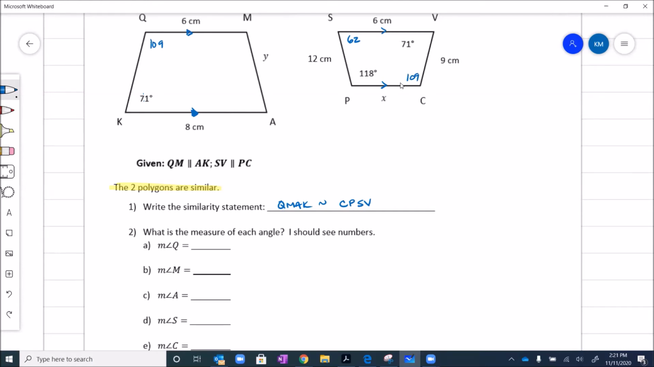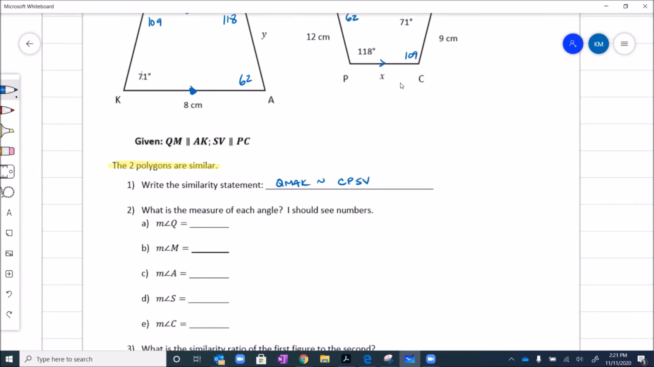Okay, so this other side should be 118, and this angle should be 62. And we should just make sure that we have A and S at the same spot. We do. We have M and P at the same spot. Yep, we do. Okay, great. So our similarity statement works. All right, so we found all these values, and now we can just answer them.